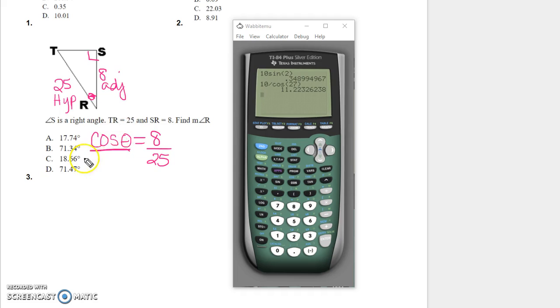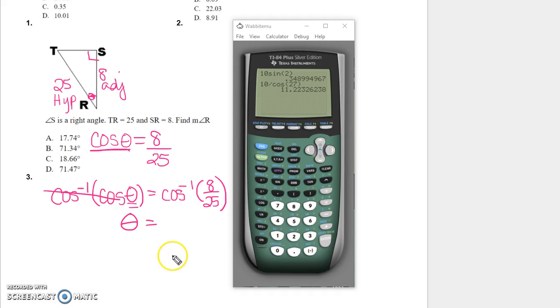Now these are attached. This is now one function. I cannot separate them. So in order to reverse the cosine, we have to take the inverse cosine, cosine to the -1. What that does is eliminate the cosine function and leave me with theta. But whatever I do on one side, I have to do on the other. So I also have to take the inverse cosine of 8 over 25. That's what's going to give me my angle.